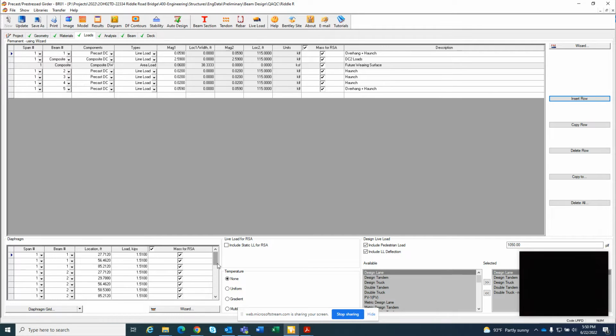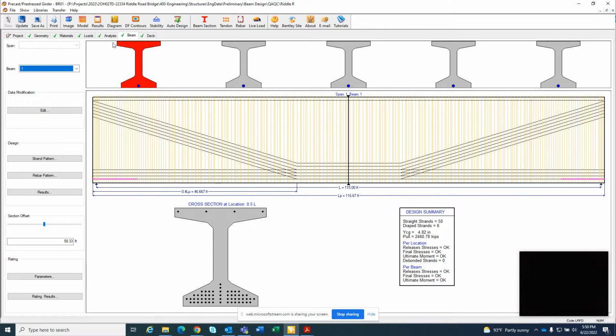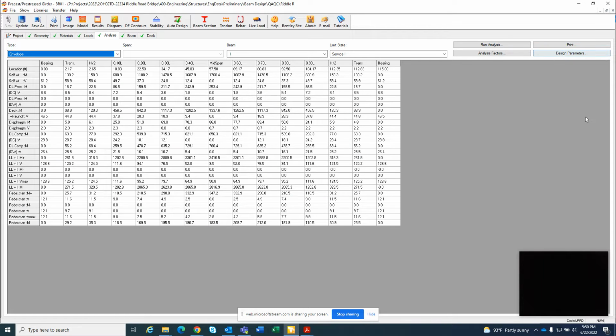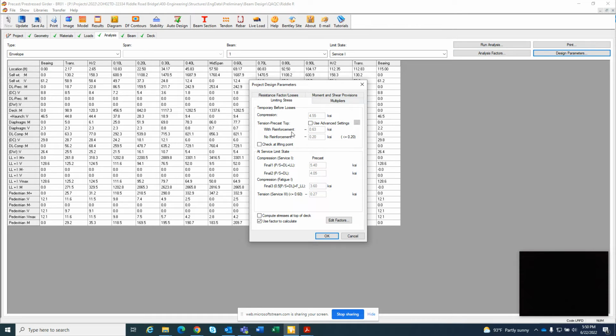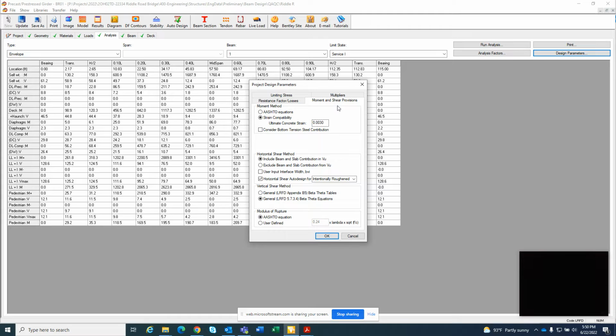When it comes to the diaphragm, the diaphragm would be between the beams. You get the diaphragm locations from the framing plan and then put the loads, 1.1, 1.5 or whatever it is. Go to the beam design and do the analysis part. One quick thing in the analysis part is don't forget to check this. First thing we need to remember is moment and shear provisions, horizontal shear auto design. It should be intentionally roughened because the top of the beam surface would be intentionally roughened.